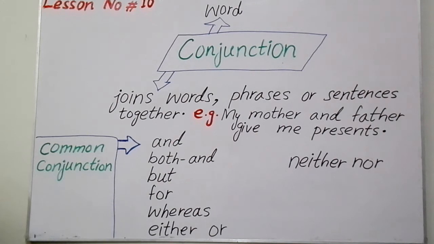And either or and neither nor, there is a different condition. For either, I'm giving you an example: either Ann or Lee must be there.